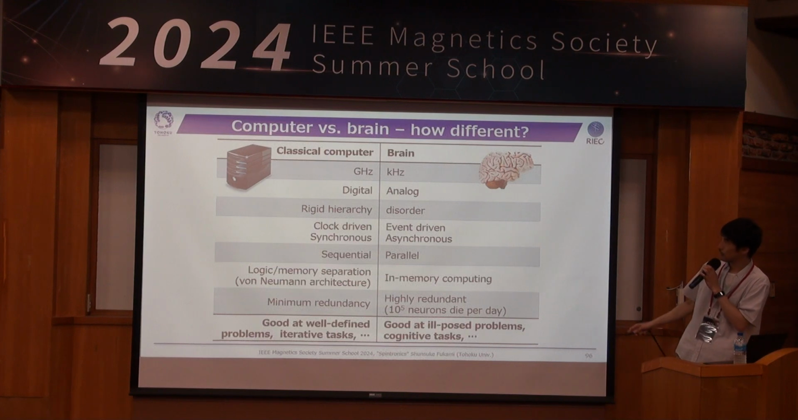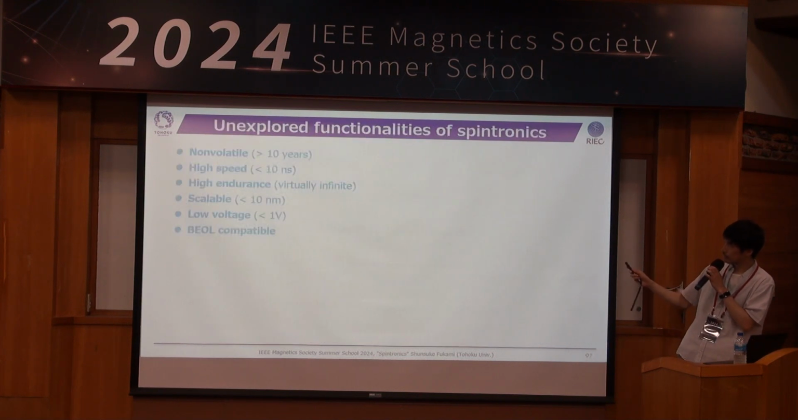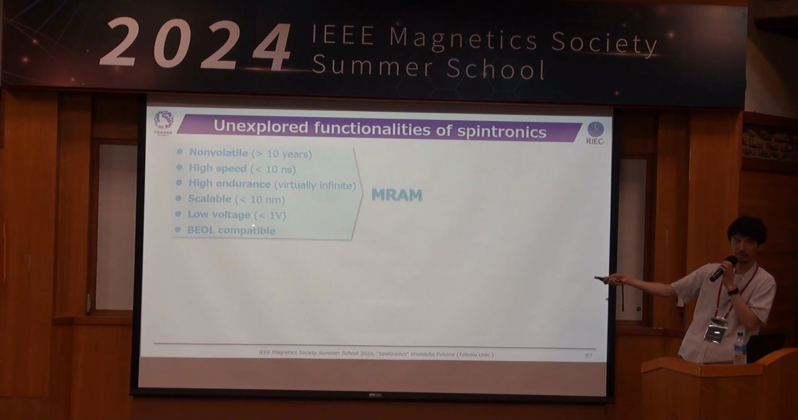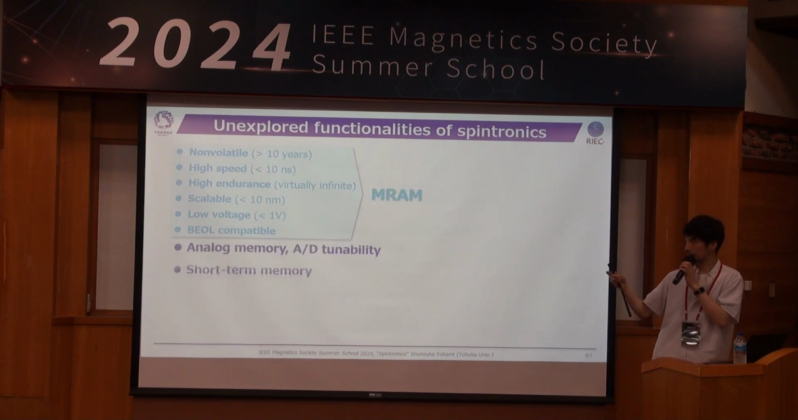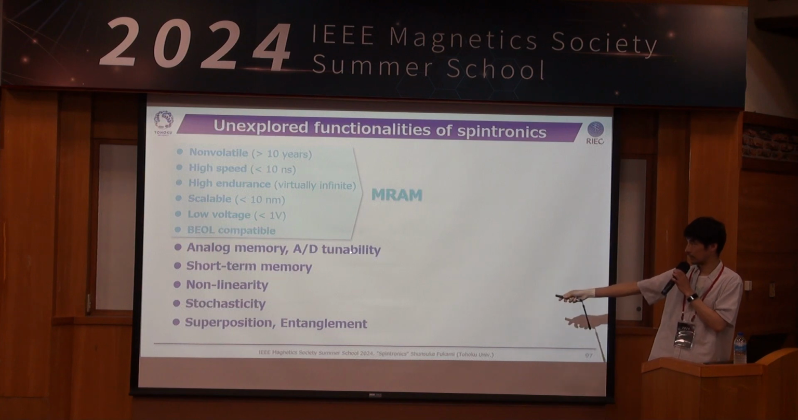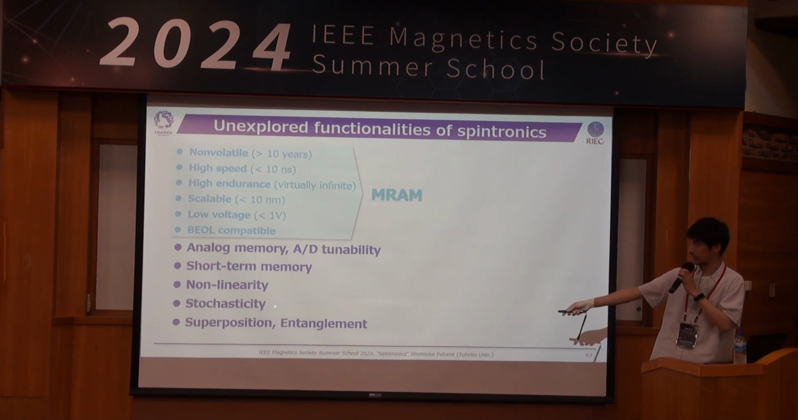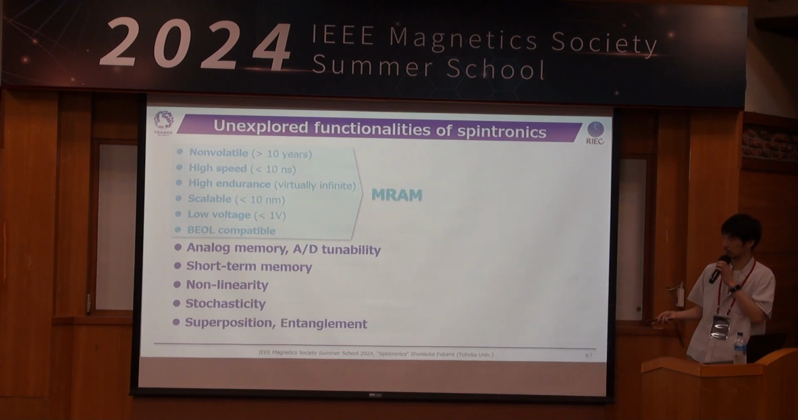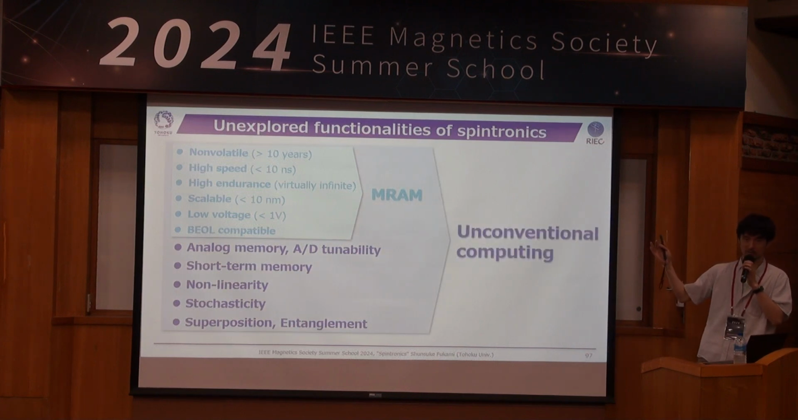Okay, and also the Spintronics systems. In MRAM, the non-volatile nature, high speed, high endurance, scalability, low voltage, and back-end of line process compatibility are used. But Spintronics has many other unexplored functionalities, like analog or analog-digital tunability, short-term memory functionality, non-linearity, stochasticity, and superposition and entanglement, so quantum nature. So by using these unexplored functionalities, we have a chance to do unconventional computing.